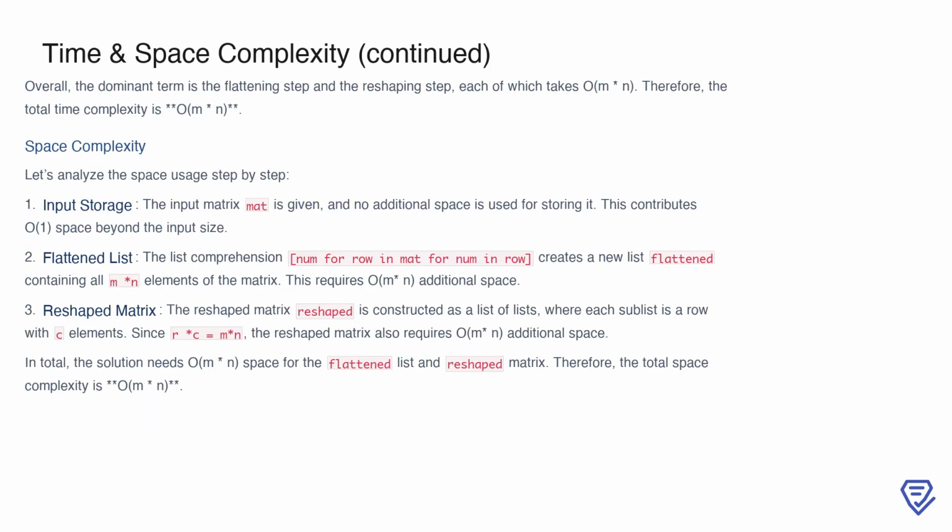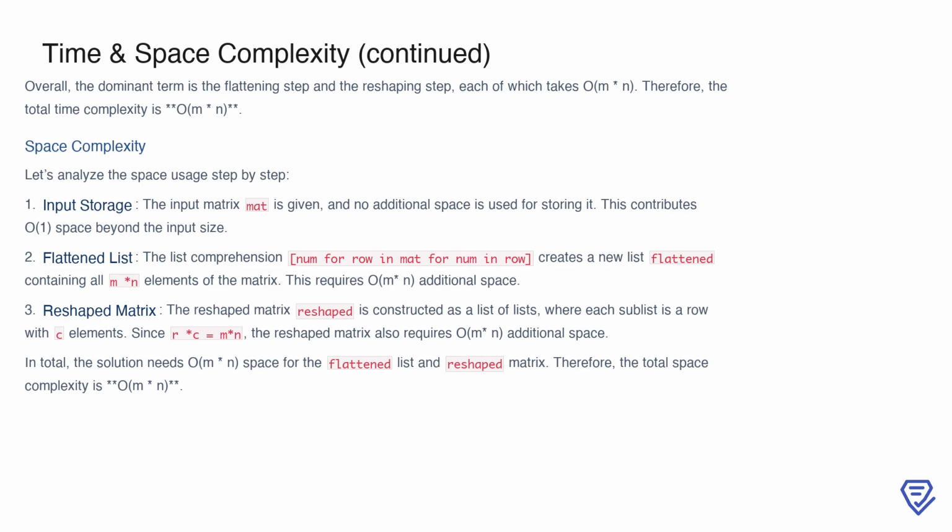Now, when we combine the time complexities of all the steps, the dominant cost comes from flattening the matrix and building the reshaped matrix, both of which take O(m*n) time. Thus, the overall time complexity of the solution is O(m*n).